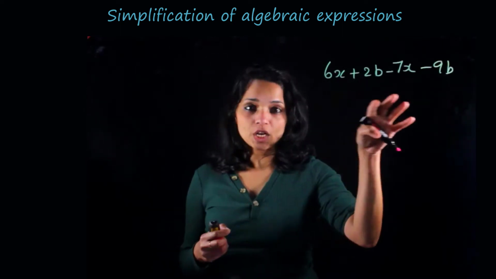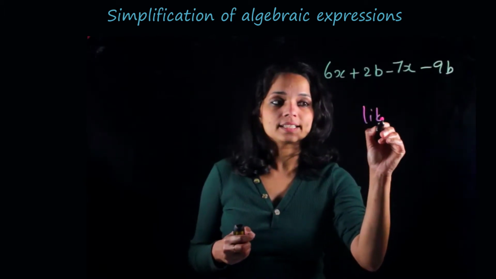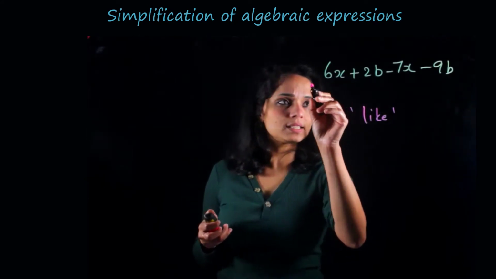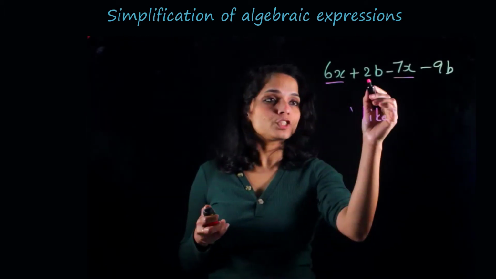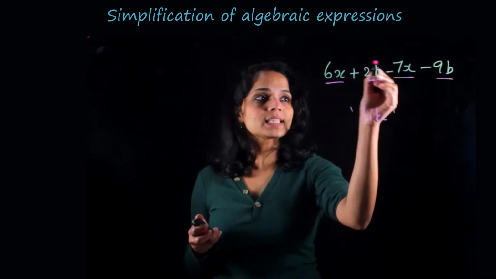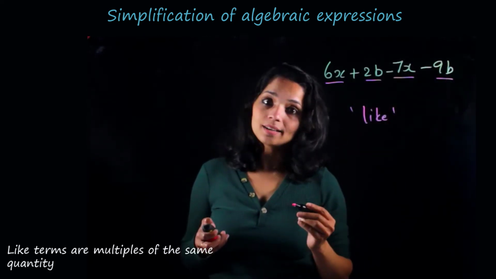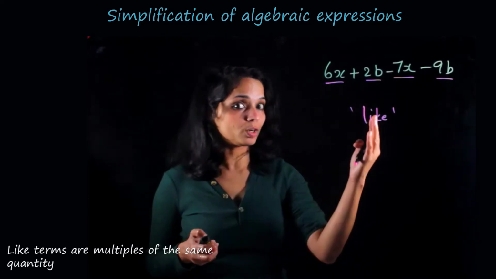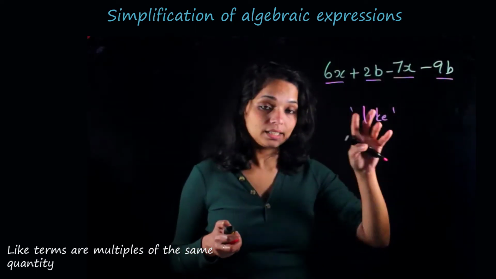When we simplify such algebraic expressions, the first thing we should do is look for any like terms. So what are the like terms? In this expression, 6x and minus 7x are multiples of x, and 2b and minus 9b are multiples of b. So 6x and minus 7x are like terms, and 2b and minus 9b are like terms as well. When the terms are multiples of the same quantity, we call them like terms. These terms can be added or subtracted as given in the expression.